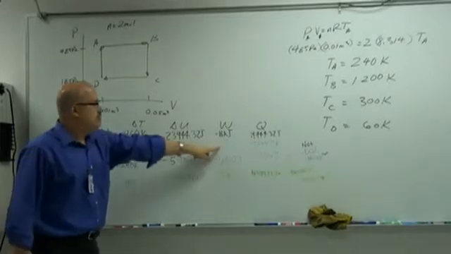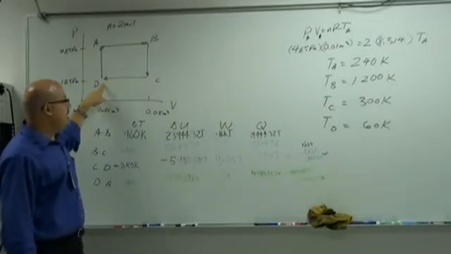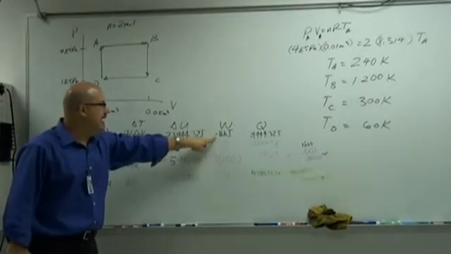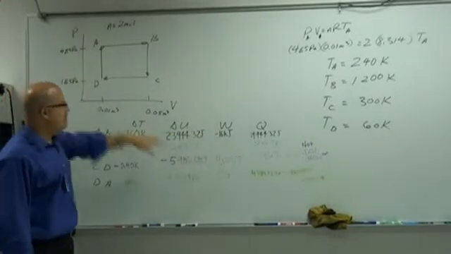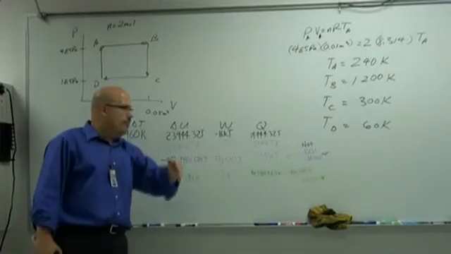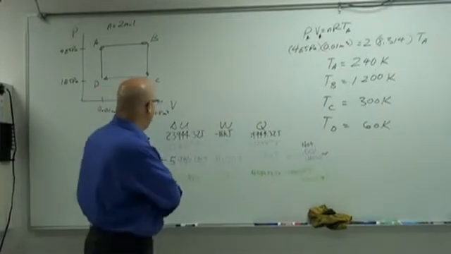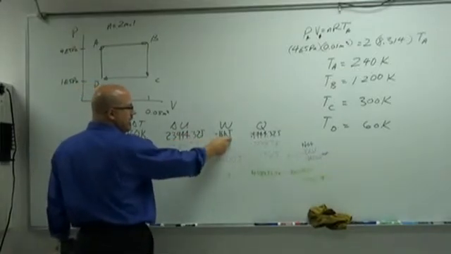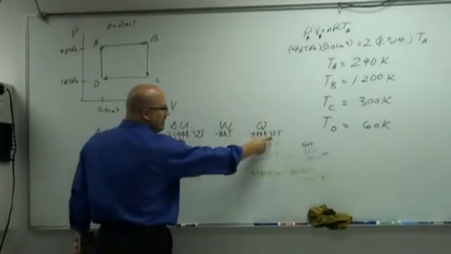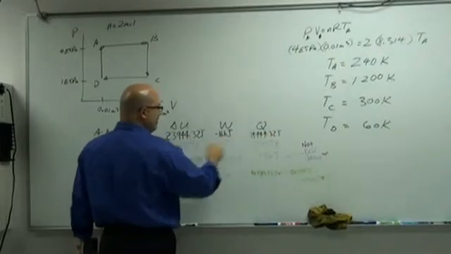B to C, no work. C to D should be positive, but should be less than this one. That looks good. And then from D back to A, we should have 0 again, right? Because it's vertical. Okay, and then these, let's make sure those look right. We have positive here and negative here. This is going to have to be positive and a big positive, which it is.